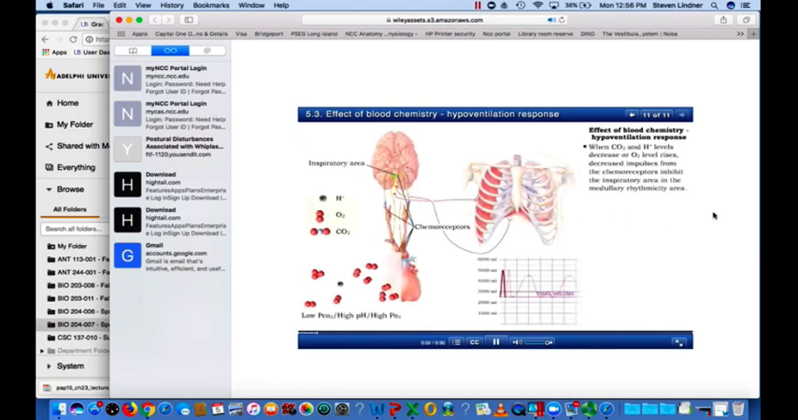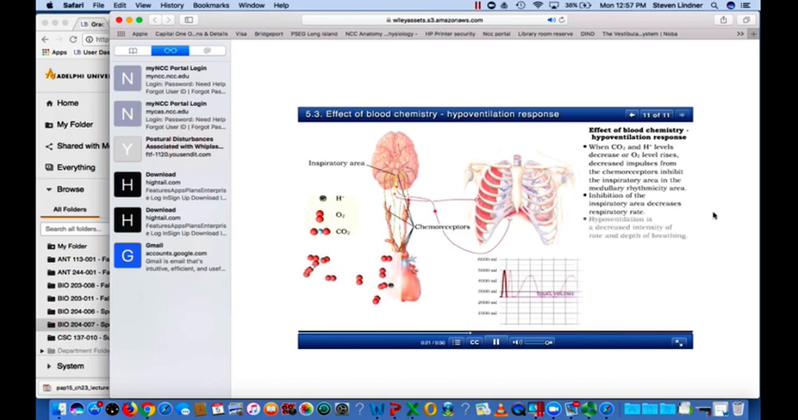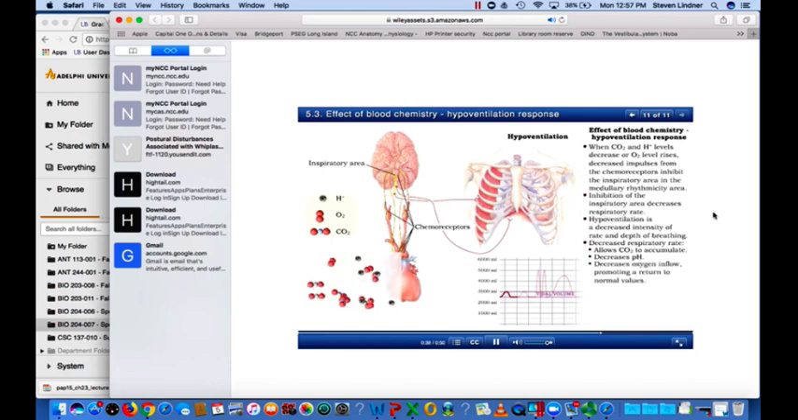When carbon dioxide and hydrogen ion levels decrease, or oxygen level rises, decreased impulses from the chemoreceptors inhibit the inspiratory area in the medullary rhythmicity area. Inhibition of the inspiratory area decreases respiratory rate. A decreased intensity of rate and depth of breathing is known as hypoventilation. Decreased respiratory rate allows carbon dioxide to accumulate, thereby decreasing pH and decreasing oxygen inflow, promoting a return to normal values.